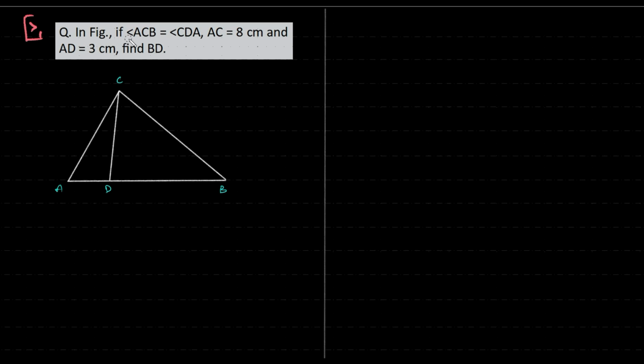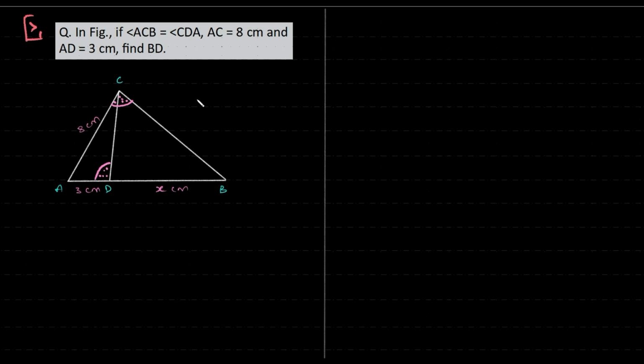In the figure, angle ACB is over here actually. This entire thing is equal to CDA, this entire thing. Those two angles are equal, and we have AC is 8 centimeter, AD is 3 centimeter, and we have DB, that is X centimeter. The question is to find DB. That's why I wrote it as X.